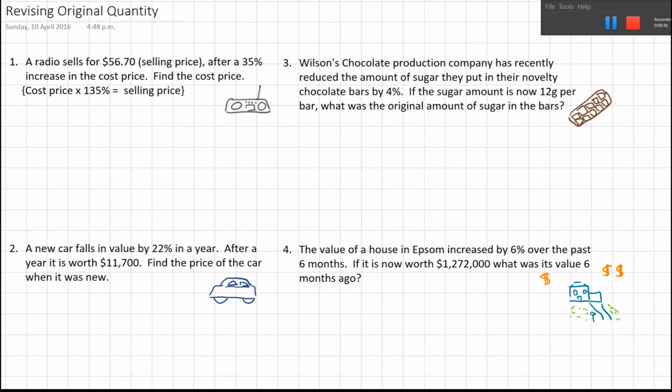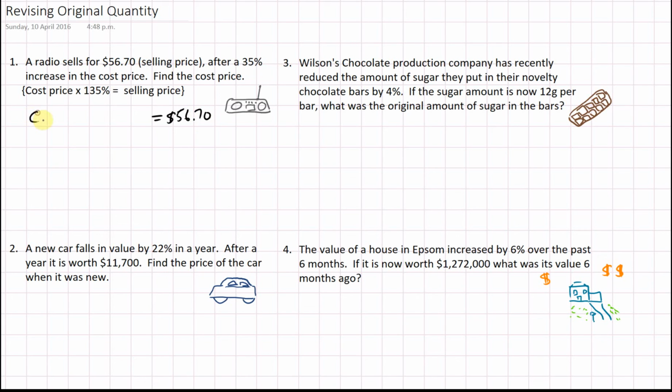$56.70. That's the selling price after a 35% increase in the cost price. So if you have the cost price, you increase it by 35%, and then that will give you the selling price. So let's write down what we can extract from this situation. So what do we already know? We already know the selling price. So the selling price is $56.70.